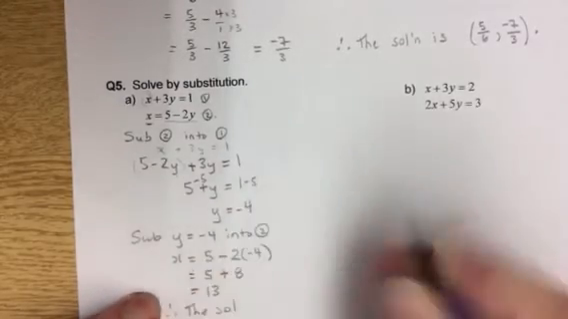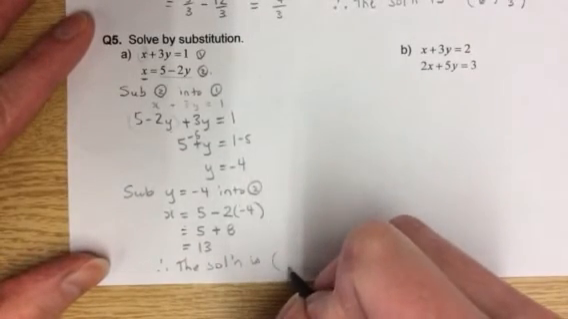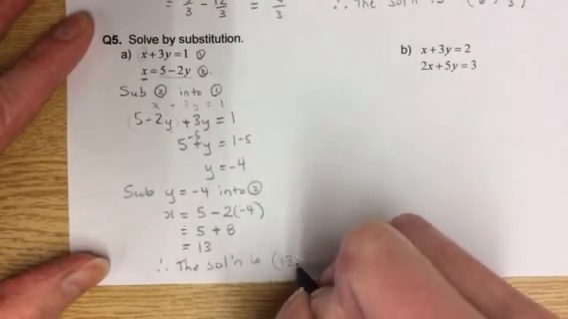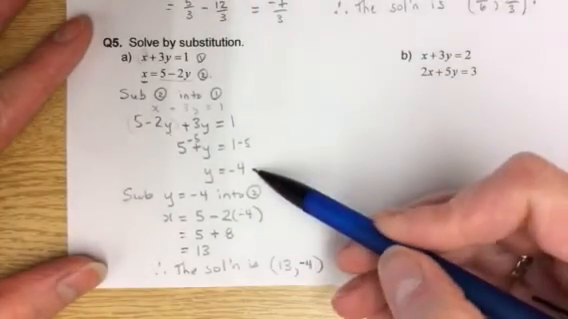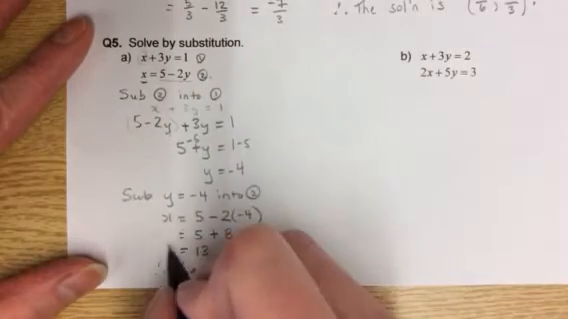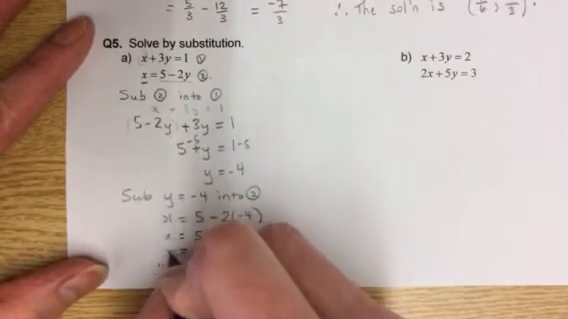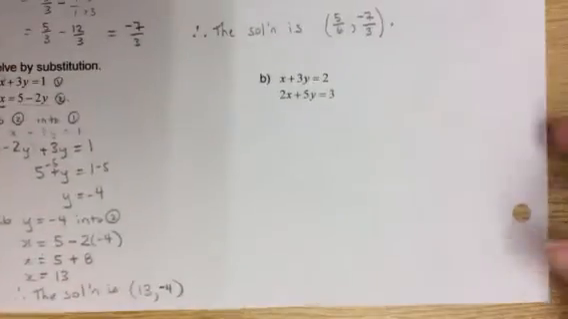So my solution, therefore, the solution is x comes before y. The x was 13. The y was negative 4. So even though I found negative 4 first, it's the y. It goes second. And this is my x value here. So it comes, the 13 comes first. All right, the last example.